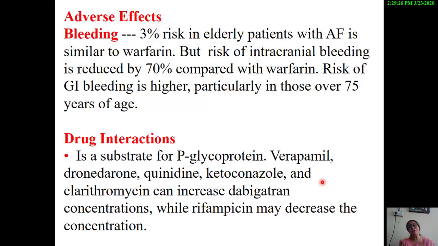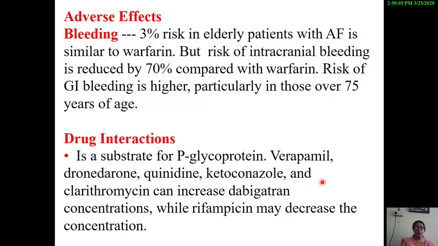But there is a difference in the nature of bleeding, where it has been seen that the risk of intracranial bleeding is roughly 70% less in patients given dabigatran as compared to patients who have been given warfarin. So the incidence of intracranial bleeding is less with dabigatran as compared to warfarin. However, it has been observed that the risk of GI bleeding is higher, especially in those individuals who are more than 75 years of age.